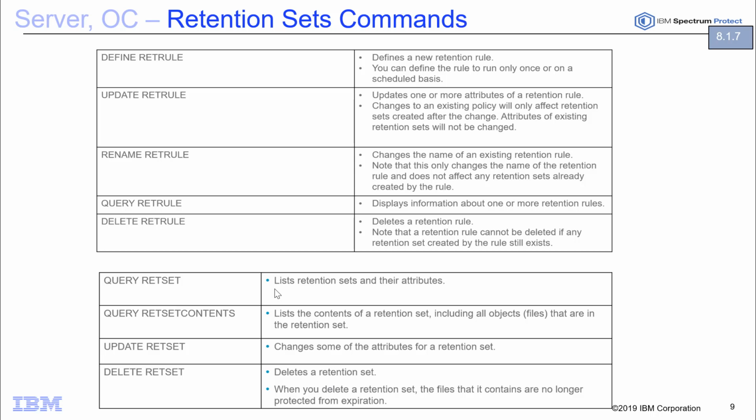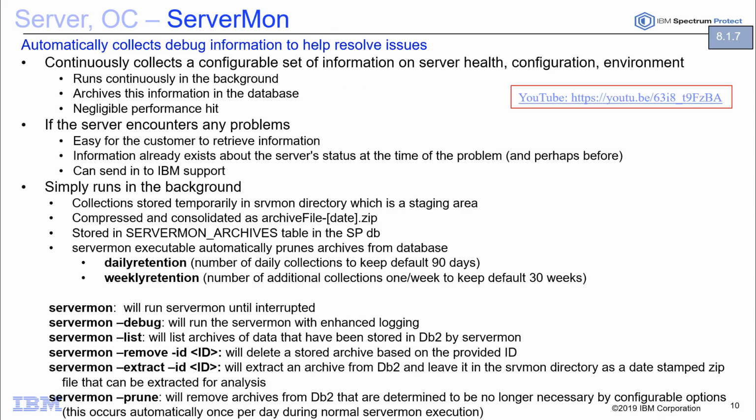We do have some new command line commands for the retention set, and I've outlined those here. Everything from the define retrule, so define retention rule, updates, renames, queries, or deletes those retention rules. And then for the retention sets, you can query and update and delete those as well. You can also query the retention set contents if you want to see specifically what is inside of a retention set. In summary, retention sets take backup data and turn it into a point-in-time snapshot that's going to be retained for a specific amount of time without having to be backed up again.